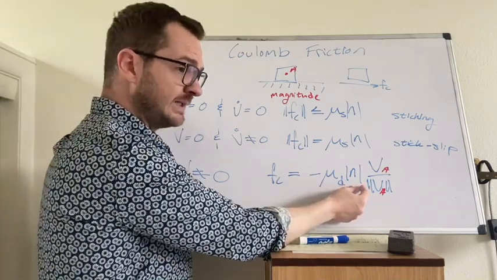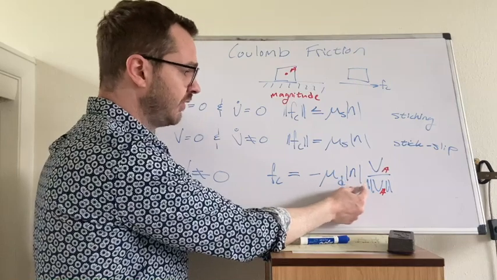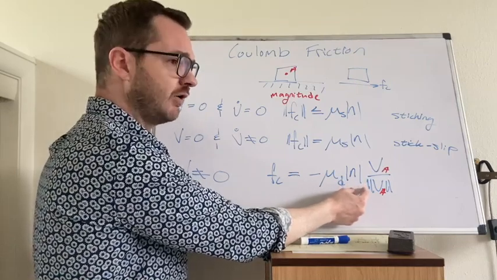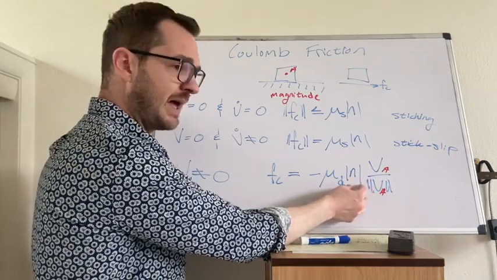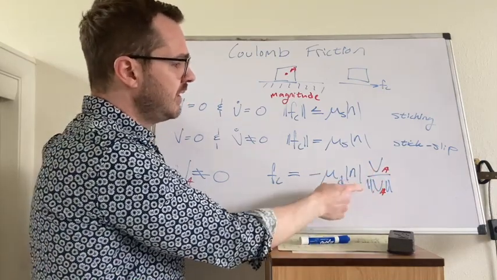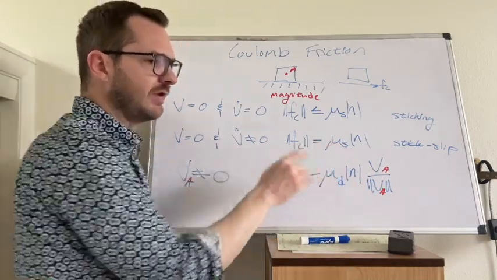You're multiplying by, again, just a number. This is the absolute value of the normal force. This carries no direction. This is just a magnitude. So number times a number. V, the current velocity of A.